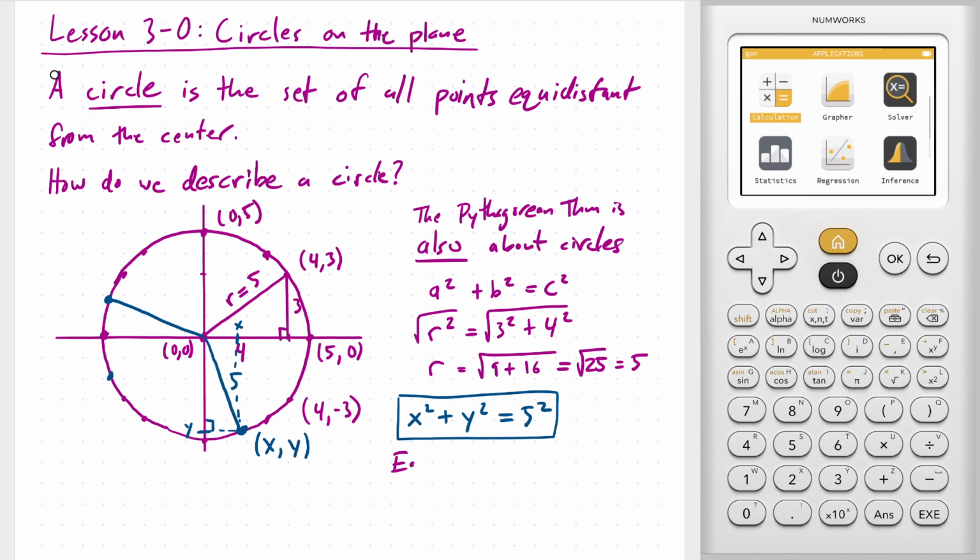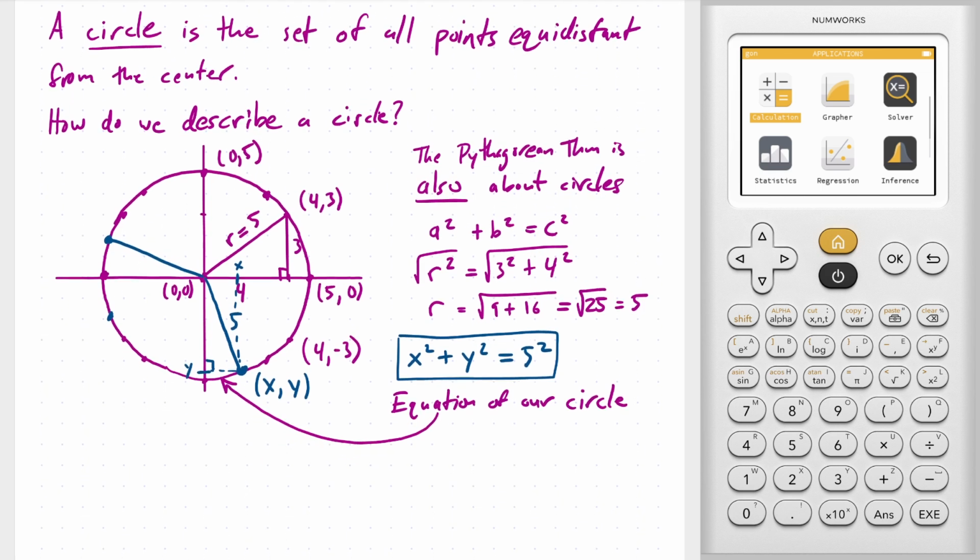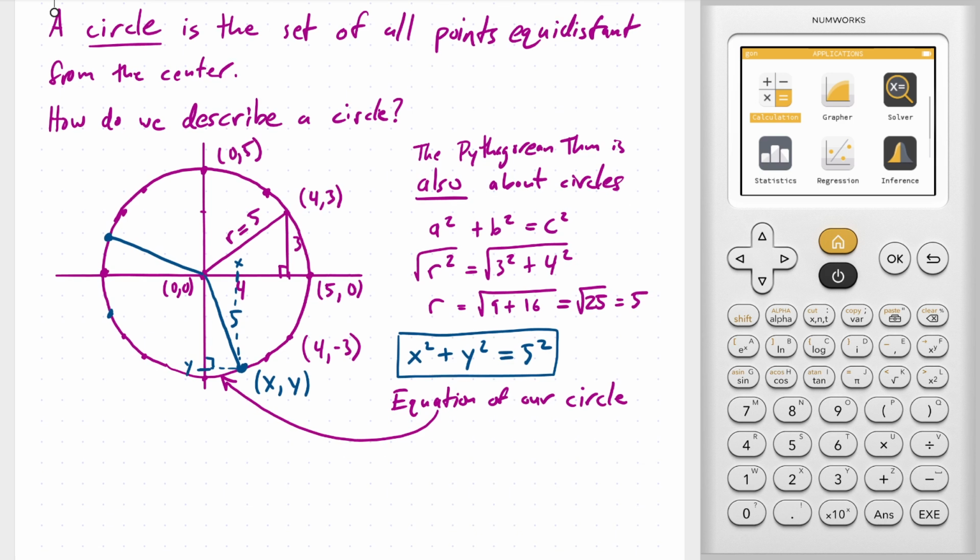So what we could say is that that equation right there is the equation of this circle. This is the equation of our circle. It describes all the points on that circle right there. Okay, so let's take this a step further, because right now we're talking about a circle with a radius of 5 centered at the origin. And so this equation right here gives us the set of all points 5 units from that origin.